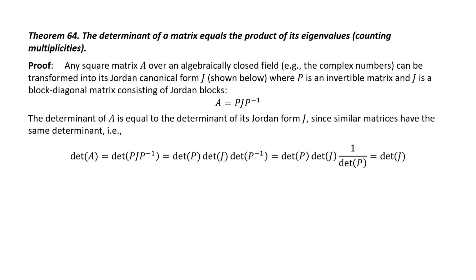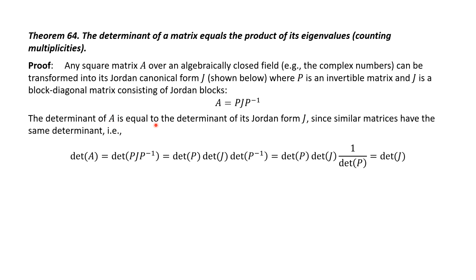The determinant of a matrix equals the product of its eigenvalues, counting multiplicities. We have a proof. Any square matrix A over an algebraically closed field, for example, the complex numbers, can be transformed into its Jordan canonical form, shown below, this structure here. We mentioned this before, where P is an invertible matrix and J is a block diagonal matrix consisting of Jordan blocks.